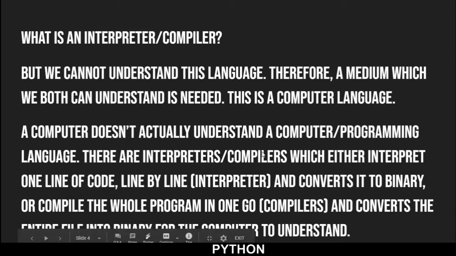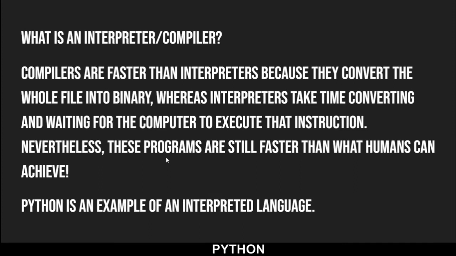But a compiler, what it will do is take these 5 lines of code and convert the whole thing to binary and then give it to the computer, which will then follow all the instructions in one go, instead of waiting for the interpreter to convert each line of code. So this is why interpreters are slower than compilers. Compilers are faster than interpreters because they convert the whole file into binary, whereas interpreters take time converting and waiting for the computer to execute that instruction.